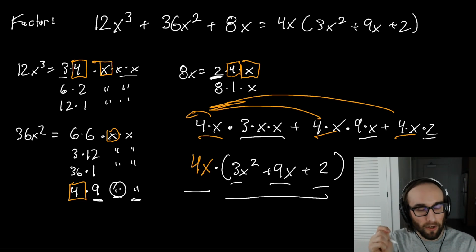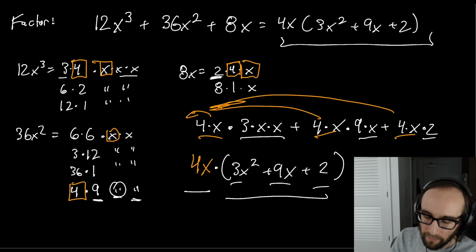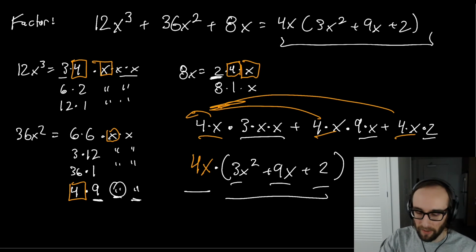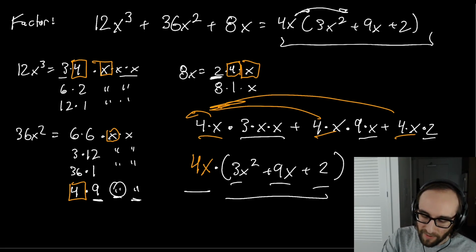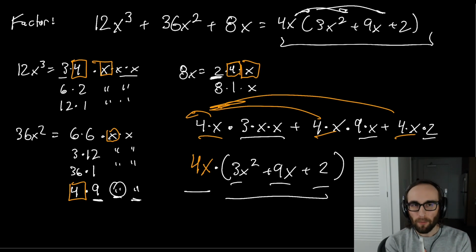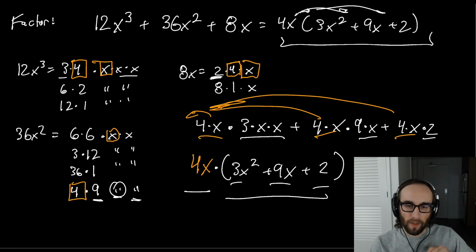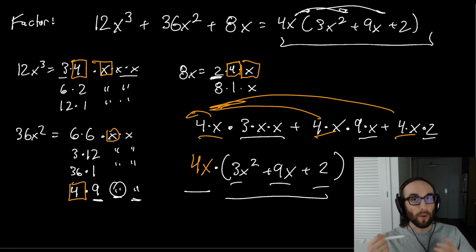And a good way to check your work too is to just take your factors and then re-multiply them. So take our 4x, distribute it, and see, do we end up with the original polynomial? And if so, then they are, in fact, equal. Okay, so that's how we can factor using greatest common factors.